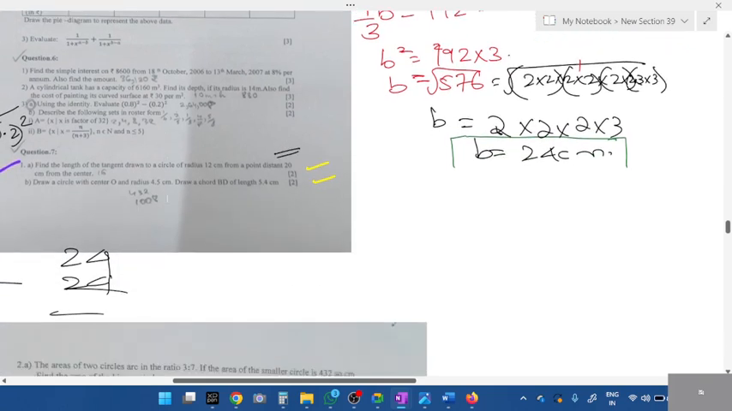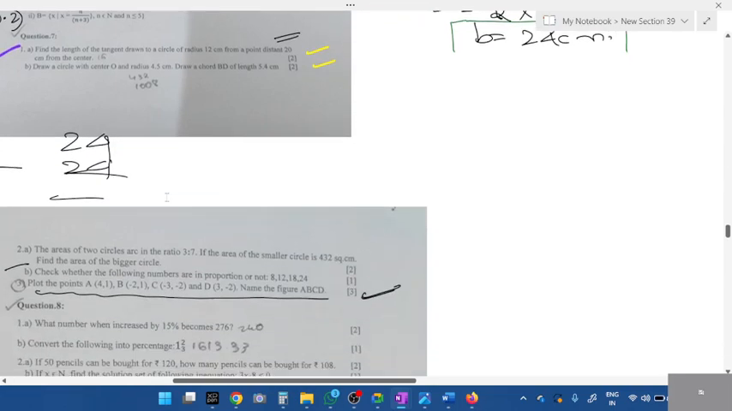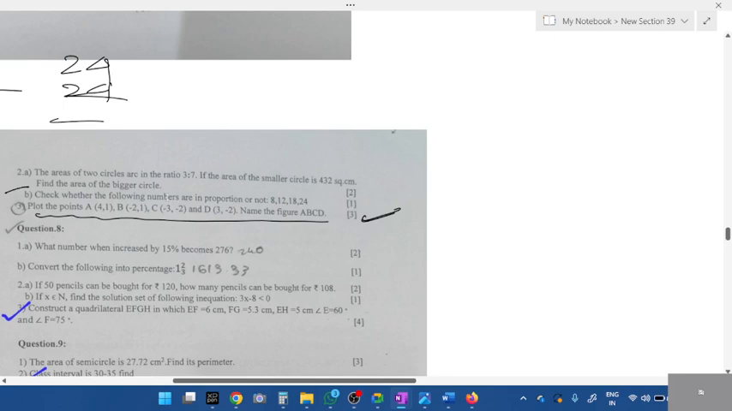Find the length drawn. Okay, the square and circle questions you have done. Two circles, find the area of the bigger. This is a ratio question, students. Look, this is 2 marks. Simple ratio question. The areas of two circles are in the ratio 3:7.